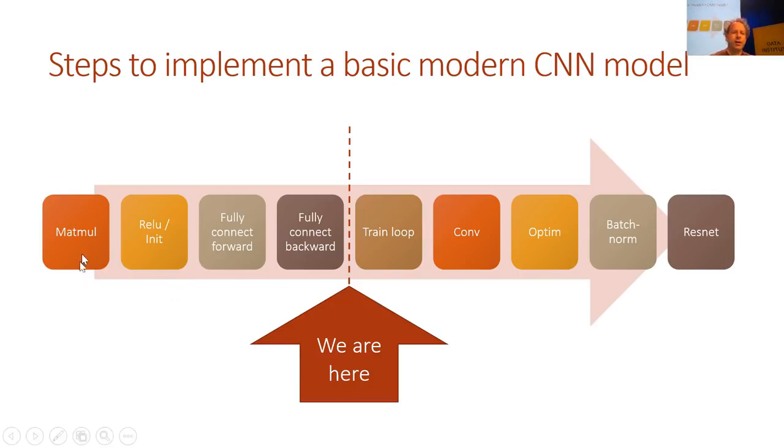So to go back to how we implement a basic modern CNN model, we got to this point. We've done a matrix multiplication, so that's our affine function. We've done ReLU, so that's our nonlinearity. And so a fully connected network forward is simply layering together those two things. So we did that, and then we did the backward pass, and we refactored that nicely, and it turned out that it looked pretty similar to PyTorch's way of doing things. And so now we're ready to train our model, and that's where we're up to.